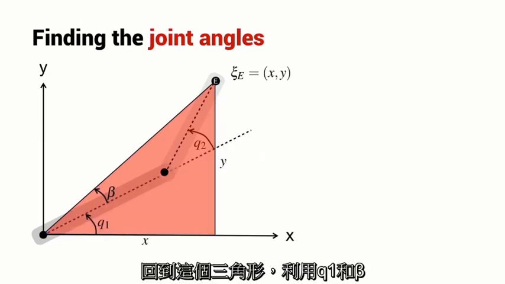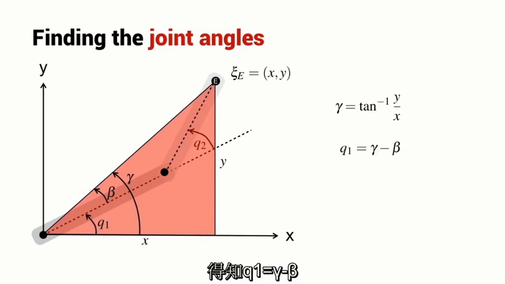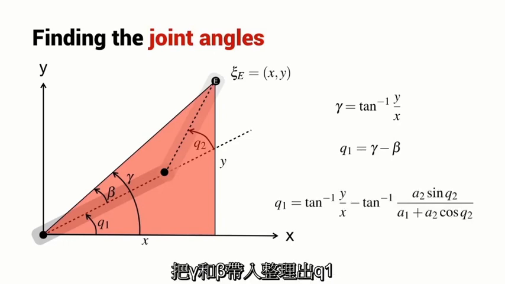Going back to the red triangle that we drew earlier, we can establish a relationship between q1 and the angle beta. Introduce yet another angle, this one gamma, and we can write a relationship between the angle gamma and the tool tip coordinates x and y. Now we can write a simple relationship between the angles that we've constructed, gamma and beta, and the joint angle we're interested in, which is q1. And the total relationship looks something like this.